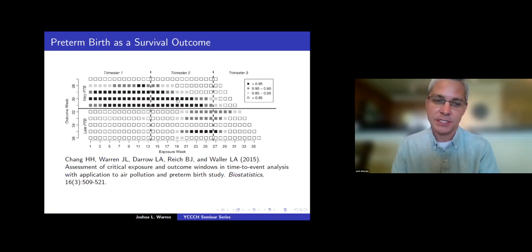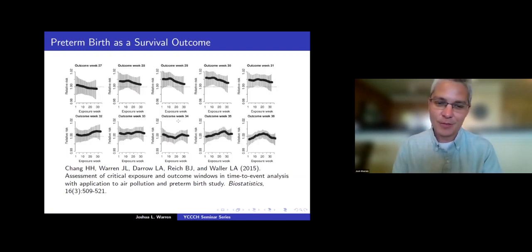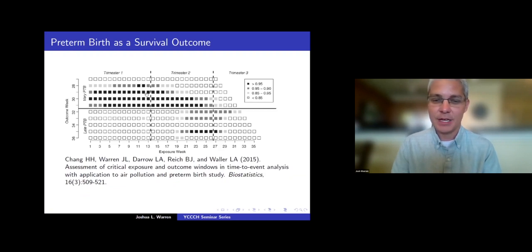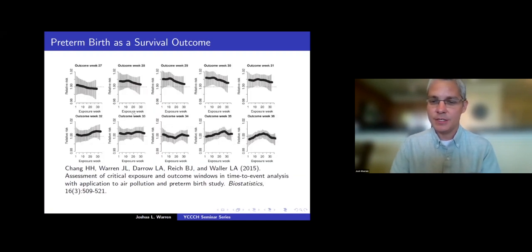So there was a distinct difference in this early preterm and then this late preterm, which was impacted by exposures later in the pregnancy. And so underlying all of these simplified plots I'm showing you were these individual outcome week specific critical window plots that we are more accustomed to interpreting.